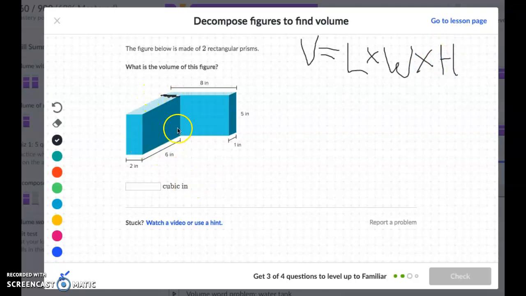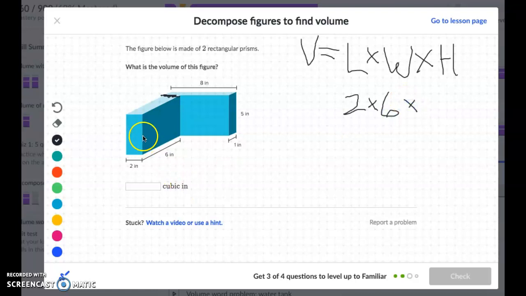So just this front little version right here is what I'm looking at. The length of that is 2. They tell us length is 2. And then they tell us how wide it is. Well, it goes from here, back here, that's where I'm measuring. So the width is 6. And then how tall is it?